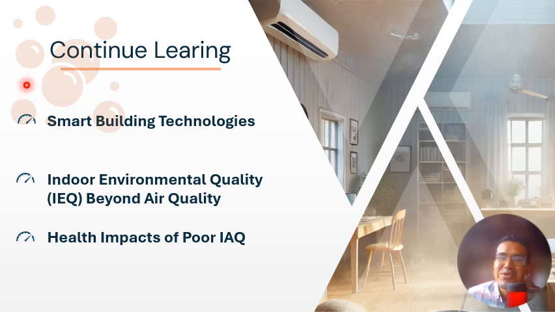Finally, I invite you to continue learning on this topic so you can explore the role of Internet of Things devices and smart building systems in monitoring and optimizing indoor air quality in real time. Dive into how factors like lighting, acoustics, and thermal comfort contribute to the overall indoor environment and how they interact with indoor air quality. Then investigate the long-term health consequences of poor indoor air quality, such as cardiovascular and respiratory diseases, and how improving indoor air quality can prevent these issues.